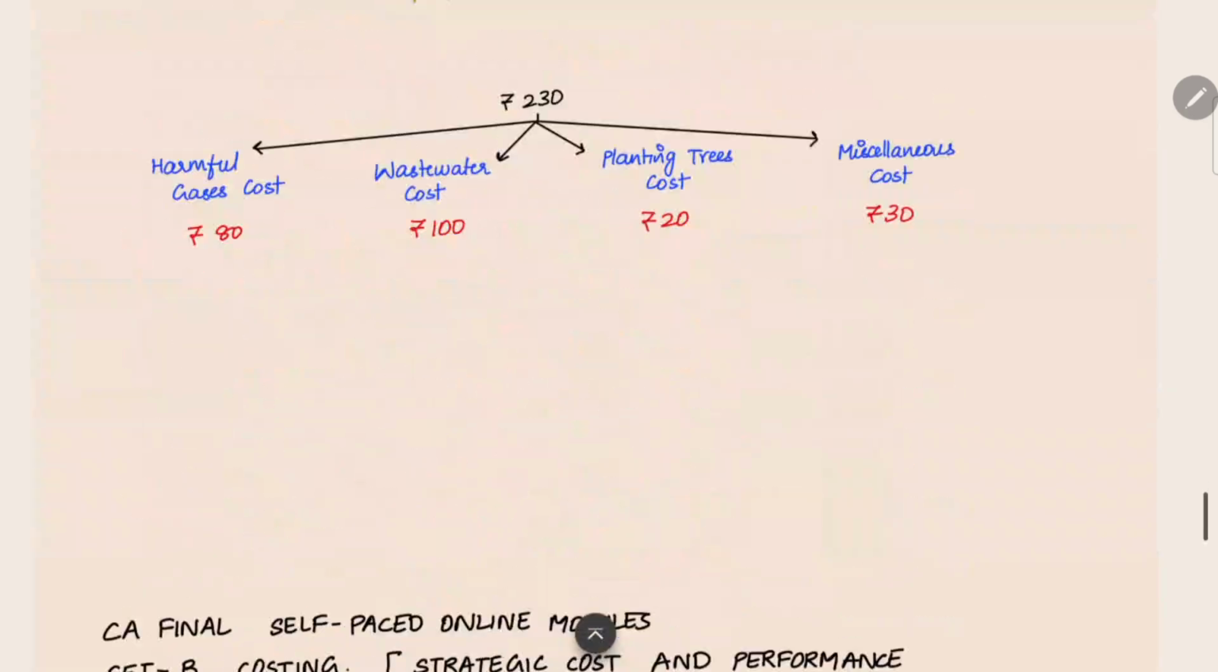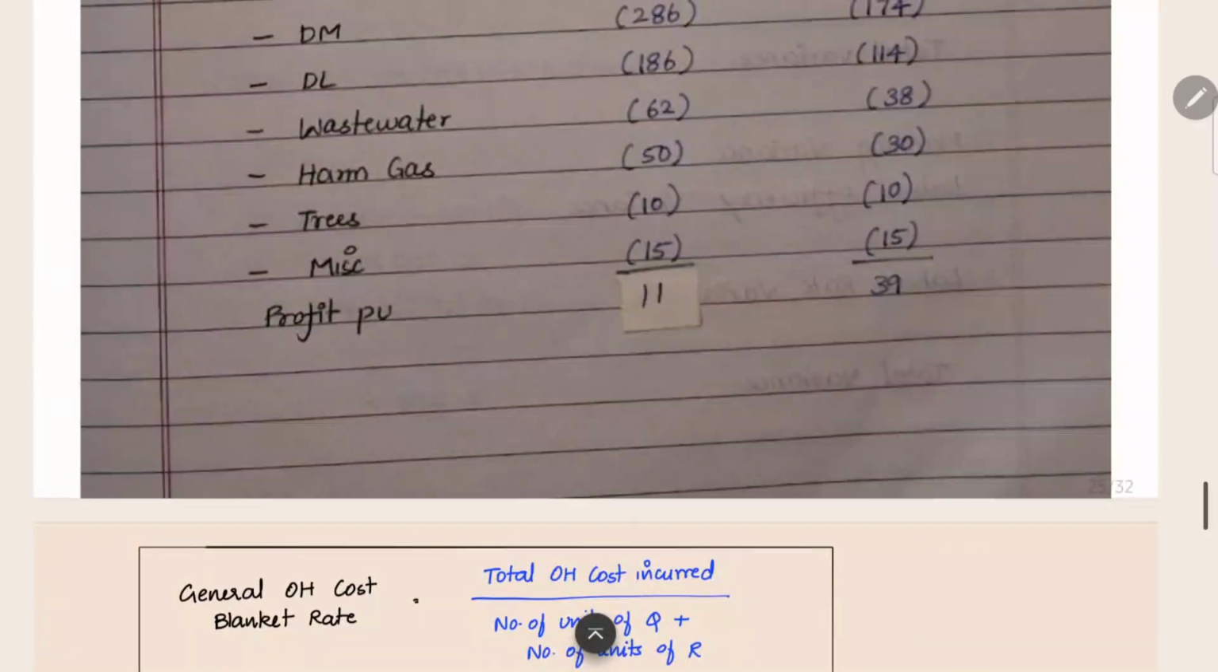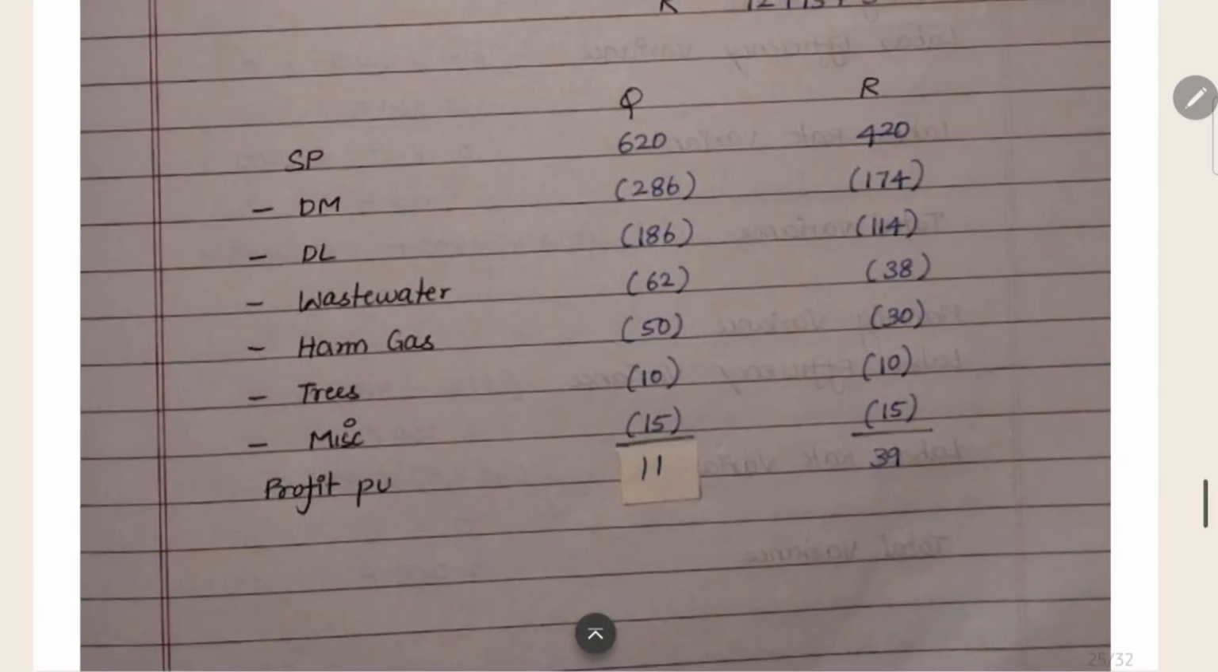In the total cost overheads, we got 20 rupees for planting trees, 30 rupees for miscellaneous. This will be allocated equally between the products. 20 is allocated as 10, 10, 30 is allocated as 15 and 15. Now when you reduce all these costs from the selling price, you will get the profit per unit. This is the profit as per the activity-based costing allocation.